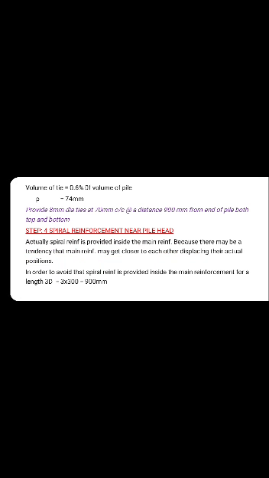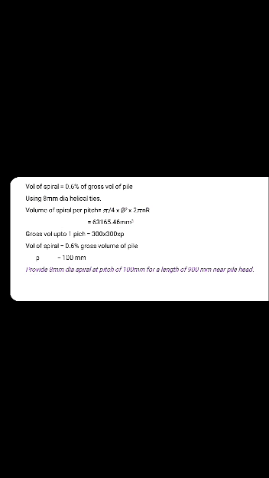Next step is spiral reinforcement near pile head. Actually, spiral reinforcement is provided inside the main reinforcement because there may be a tendency that the main reinforcement may get closer to each other, displacing their actual position. In order to avoid that, spiral reinforcement is provided inside the main reinforcement for a length 3D, which is equal to 900 mm. Volume of spiral is equal to 0.6% of gross volume of pile. And we are using 8 mm dia helical ties.